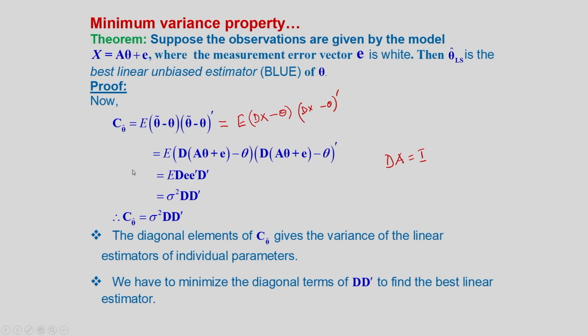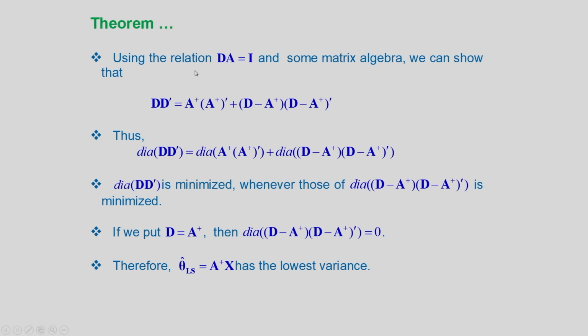So, our problem is to minimize the diagonal terms of D D transpose. Using the relation DA equal to I, the identity matrix, and some matrix algebra, we can show that D D transpose is equal to pseudo inverse of A into pseudo inverse of A transpose plus this expression, D minus pseudo inverse of A into (D minus pseudo inverse of A) transpose. So, if you carry out the algebra using DA is equal to I, you can easily prove that the left hand side and right hand side are equal.